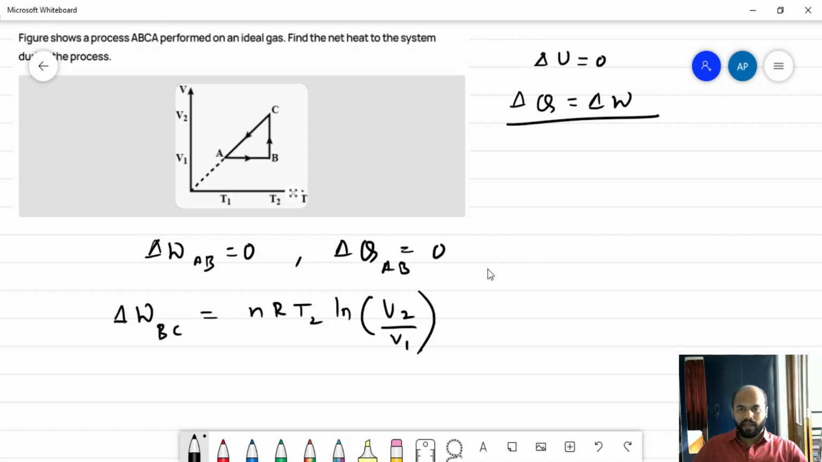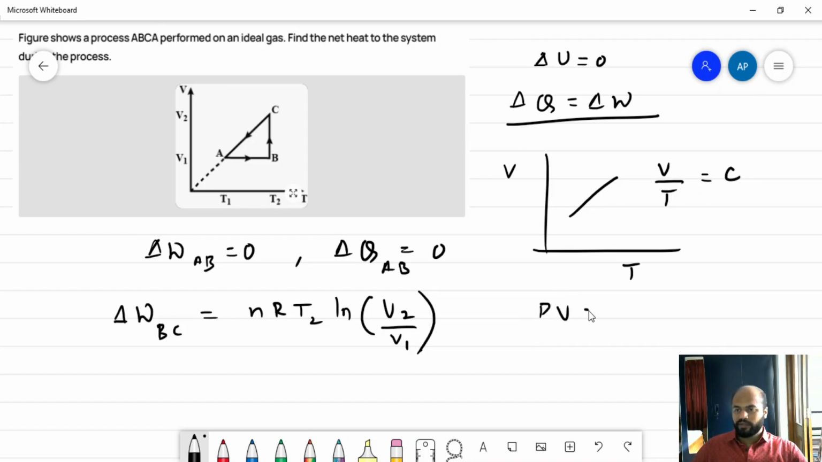And now what we have is the process CA. In this we have to find the work done. So let's analyze the third process. In the third process, we can clearly see that it's a straight line for a VT graph. So if it's a straight line for a VT graph, we can clearly say that V by T is a constant for this process. Now, if we analyze the equation PV equals nRT, we can clearly say that nRT by V is a constant. So that means it's an isobaric process.